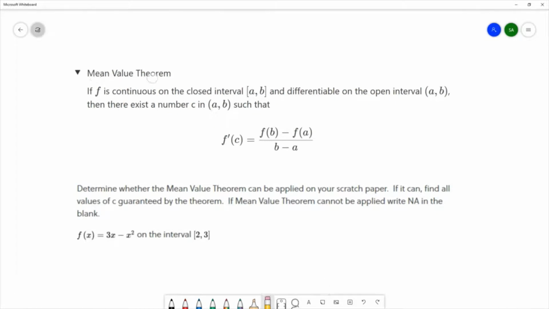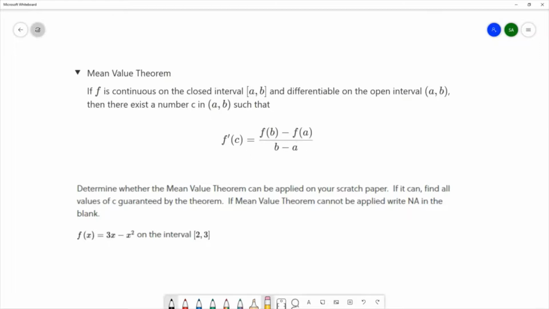The mean value theorem states, if f is continuous on the closed interval a to b and differentiable on the open interval from a to b, then there exists a number c in (a, b) such that f prime at c equals f of b minus f of a over b minus a. So this is the conclusion of the theorem.